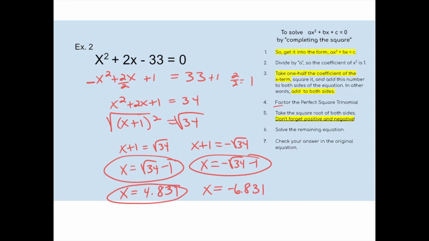But we have two different sets of solutions. For right now, you're going to find them both for me. I want you to find the radical version of it, and then I want you to find the decimal version of it.